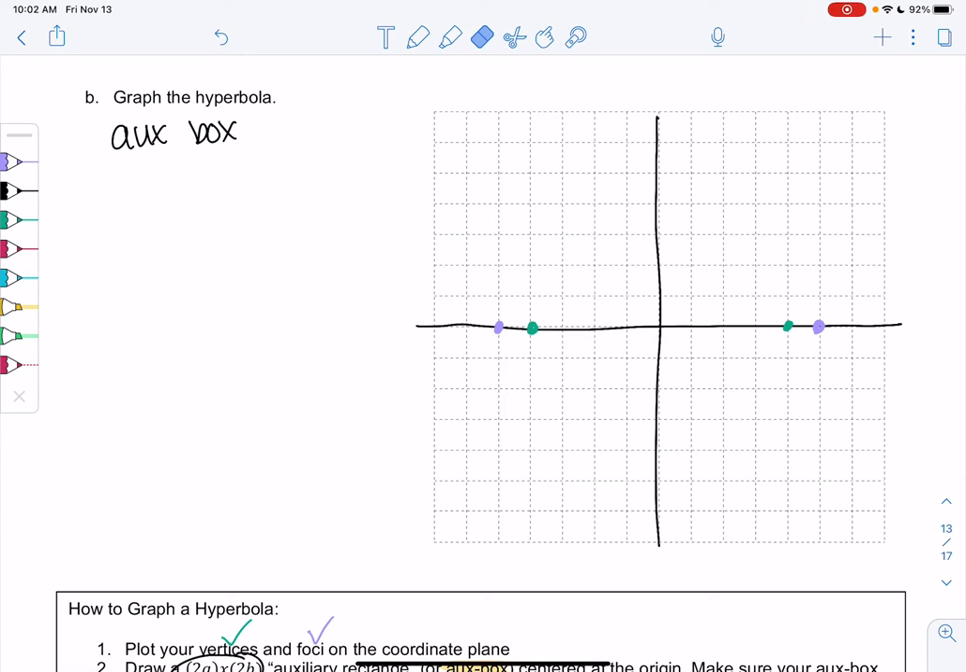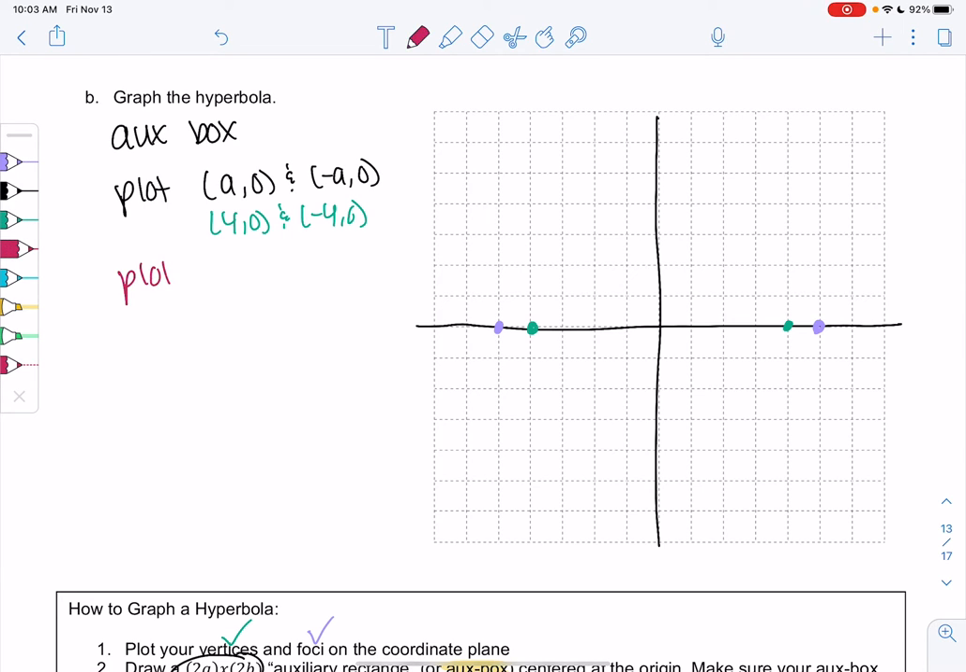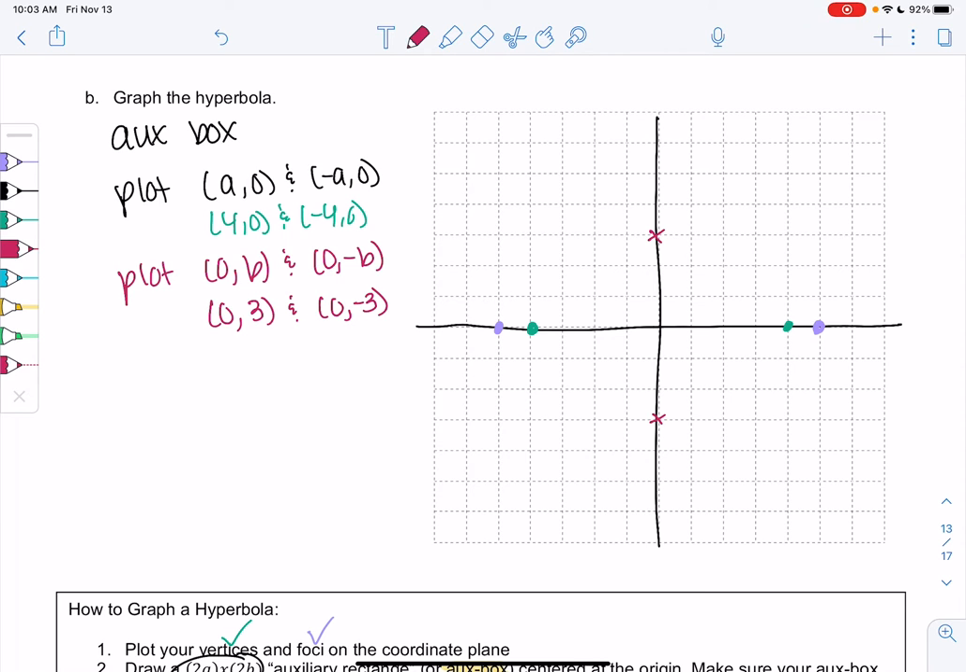So the trick for the box is you plot a,0 and negative a,0, which we already did. That was 4, 0, and negative 4, 0. But then we're also going to plot what the y gives us. So y gives us 0,b and 0,negative b. So b was 3, so we'll mark 3 and negative 3 for the y direction. And this makes a box. It's 2a by 2b.